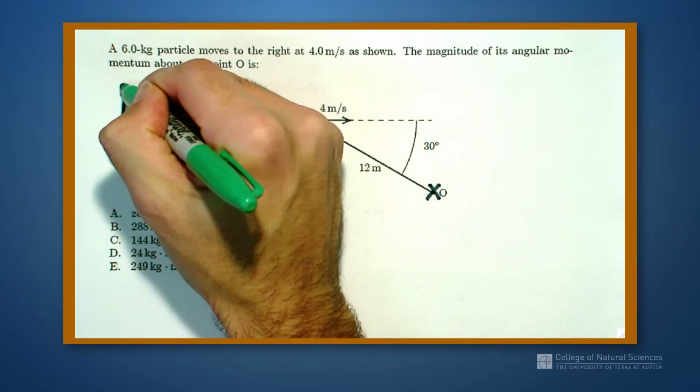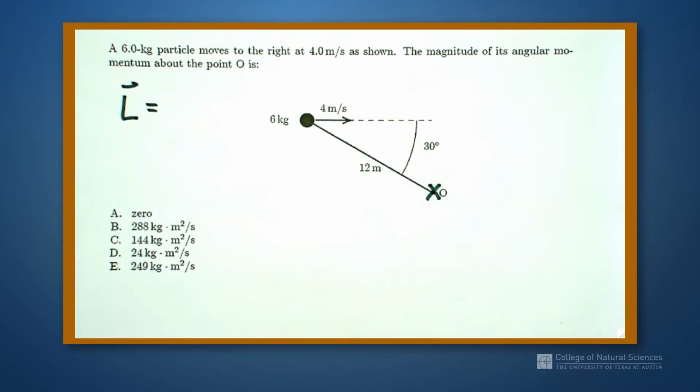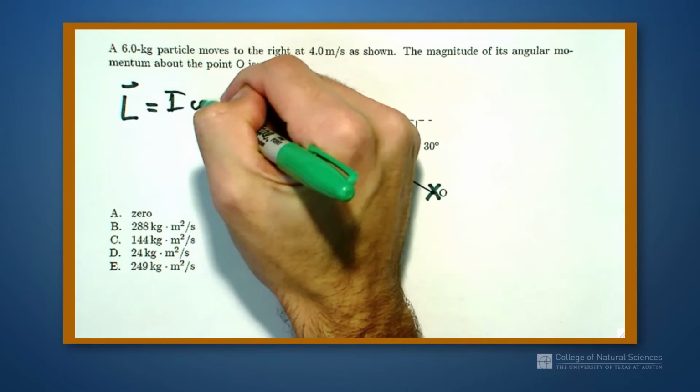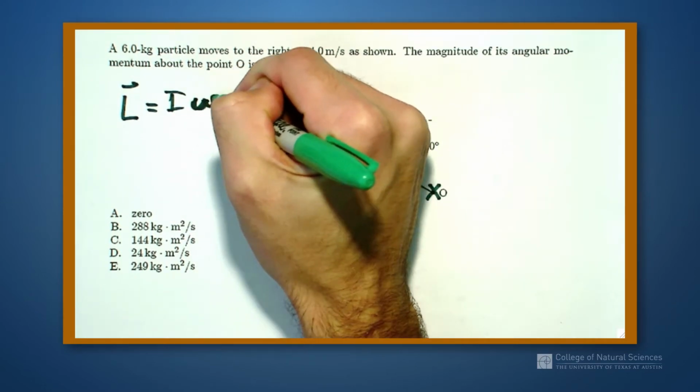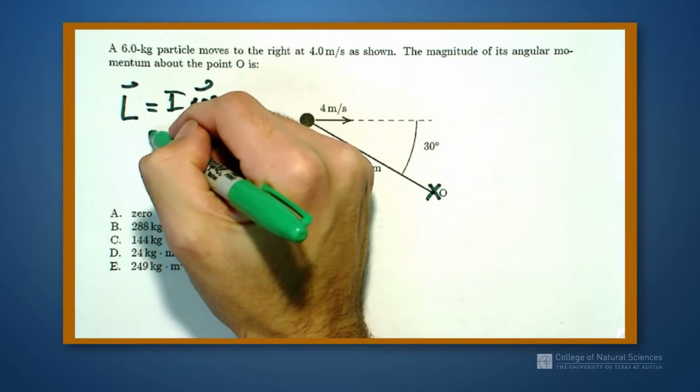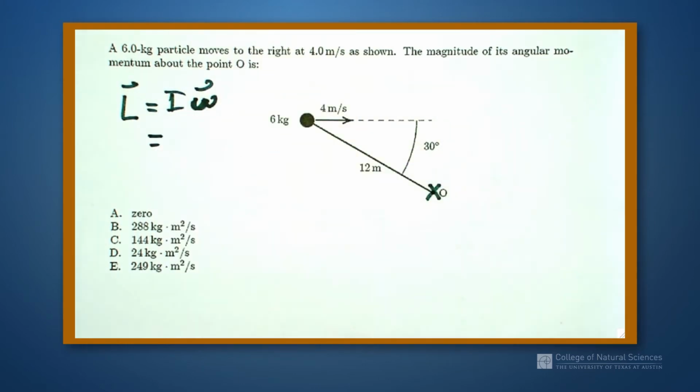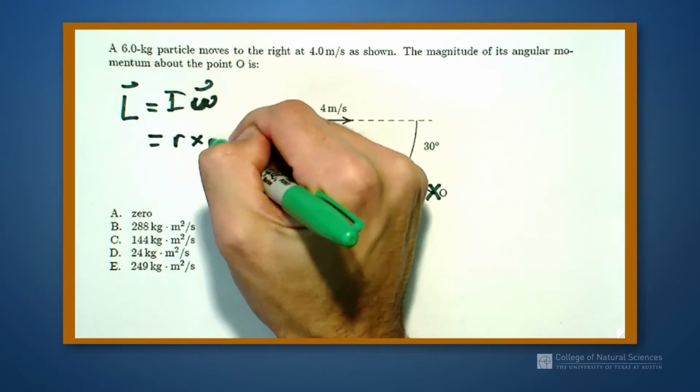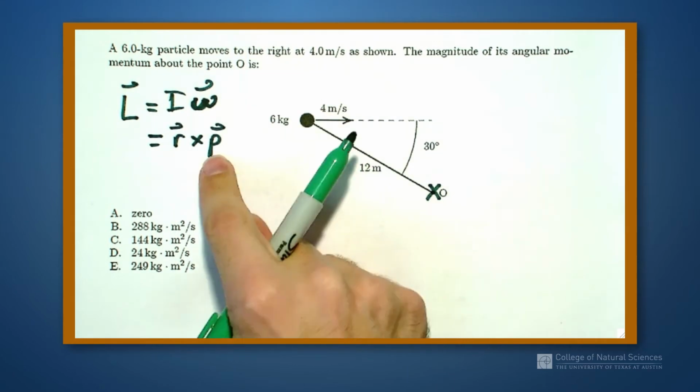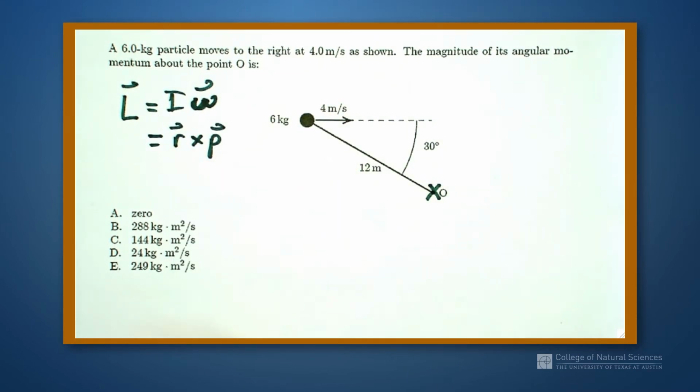Well, I know that one of the forms that I can get for angular momentum is I omega. The other one that I can get is R cross P. It's a relationship between the linear momentum and the radius that it's out. And it is a cross product.